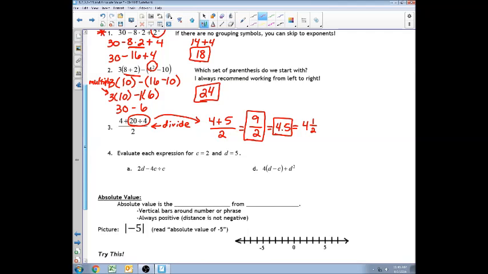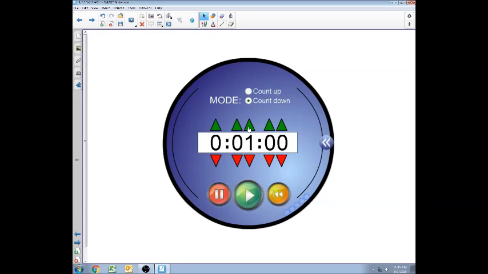Go ahead and try to evaluate number 4. What I mean by evaluate, we're going to take 2 and put it in for all the C's, and take 5 and put it in for all the D's, and you're going to come up with a number value. I will give you 1 minute to do so. I'm going to start the timer now.